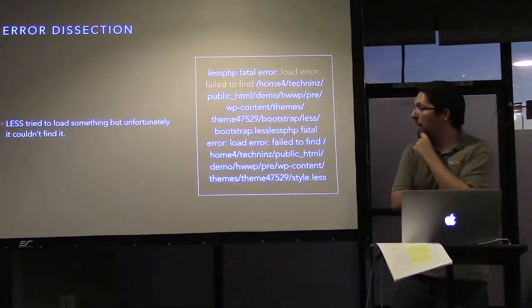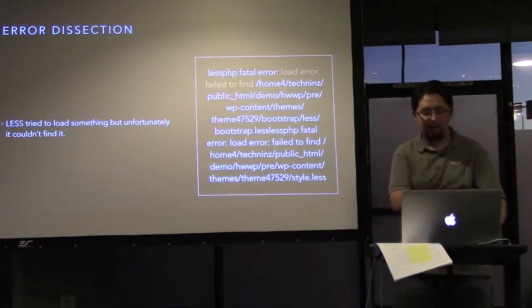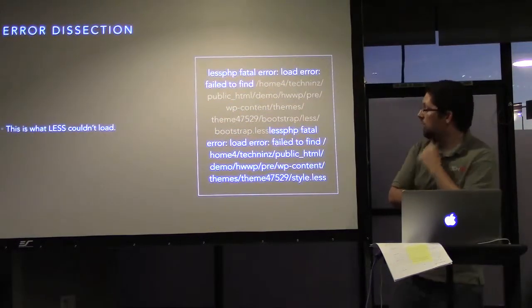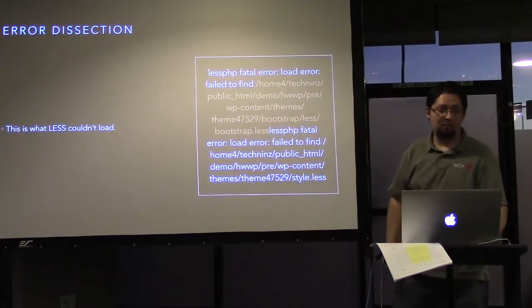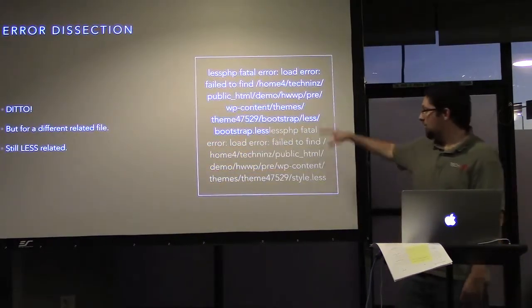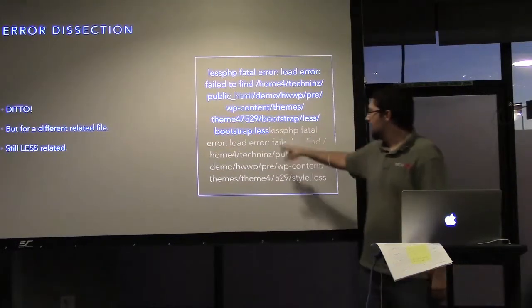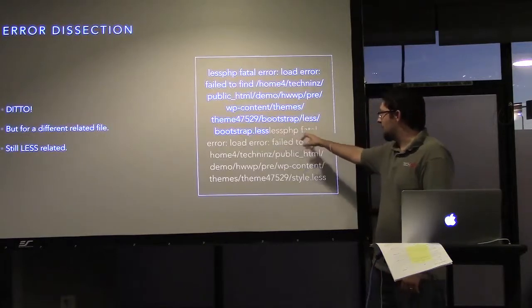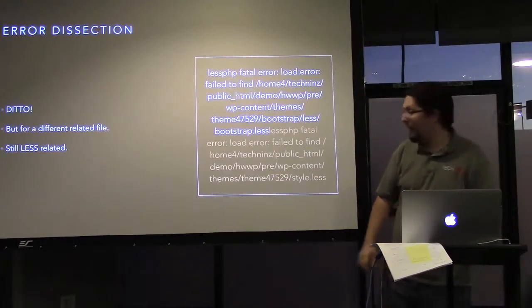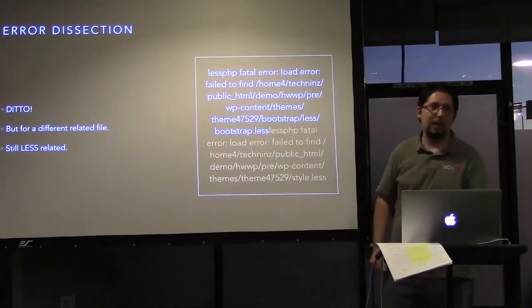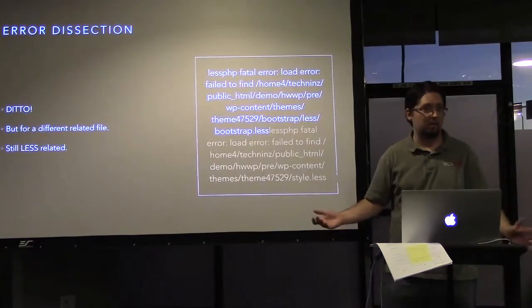The next part, failed to find. Less tried to load something. Okay? What it tried to load is the next part. So this said, okay, I tried to load all this, and it couldn't find it. And then this part is basically, there's a little break here that they didn't include in their error message, but this is basically starting that whole process again, less PHP fatal error. So ditto, different related file, and it's still less related. So we know that the core of this issue is in less. Okay?